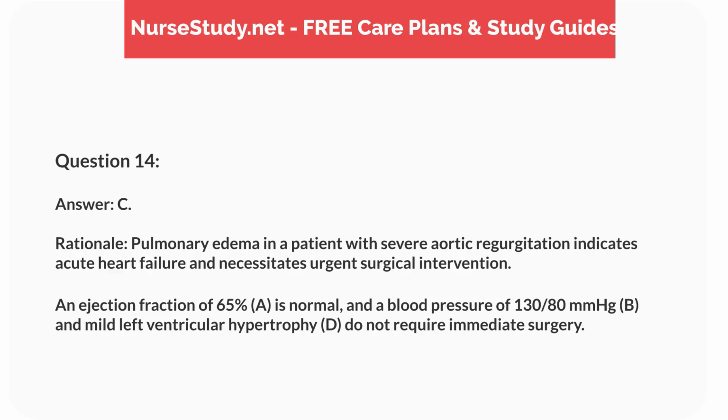Rationale: pulmonary edema in a patient with severe aortic regurgitation indicates acute heart failure and necessitates urgent surgical intervention. An ejection fraction of 65%, A, is normal, and a blood pressure of 130/80 mm of mercury, B, and mild left ventricular hypertrophy, D, do not require immediate surgery.